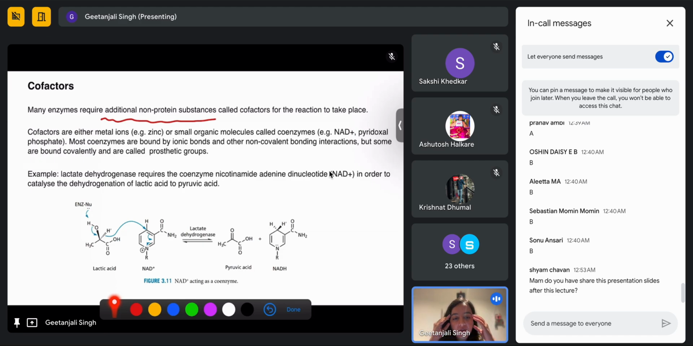We don't want any kind of permanent change in the body, and that's how these enzymes work as well. They generally work with hydrogen bonds, very few of them have ionic bonds, but in the case of cofactors, there are some ionic bonds taking place as well. But mostly the coenzymes are bound by ionic bonds and other non-covalent bonding interactions, but some of them are covalently bound and they are called prosthetic groups.